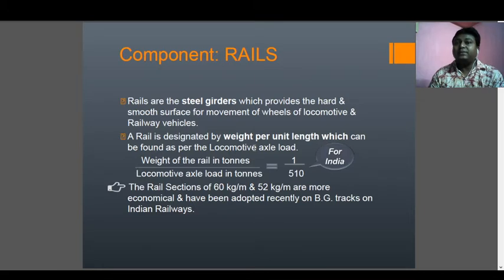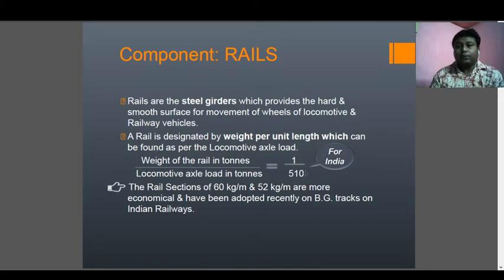It depends on whether it is a goods train, a passenger train, a local train, an express train, or a super express like the Rajdhani, Shatabdi, Duronto or Tejas. Based on the type of train, the load will be different for each category of train. Based on that, we have to calculate the weight per unit length before designing the rail.